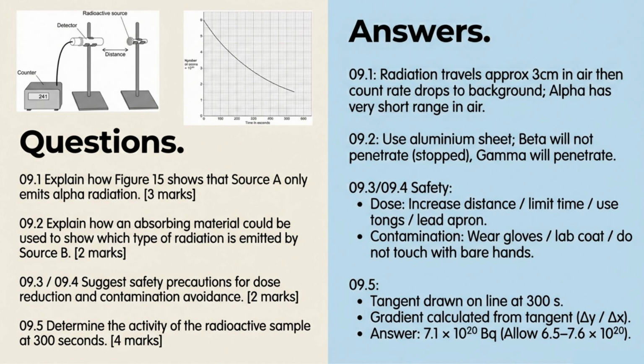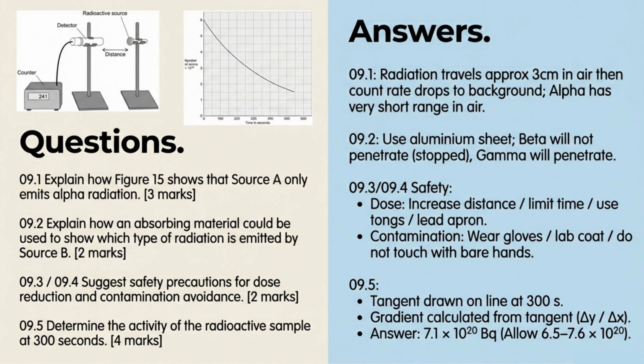Next, 9.3 and 9.4 come for safety precautions. First, for dose, then for contamination. To reduce the dose, you increase your distance, limit the time of exposure, use tongs, or wear a lead apron. And to prevent contamination, wear gloves, a lab coat, and do not touch the source with bare hands.